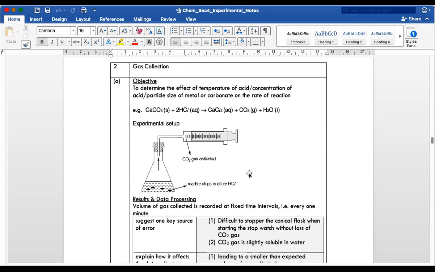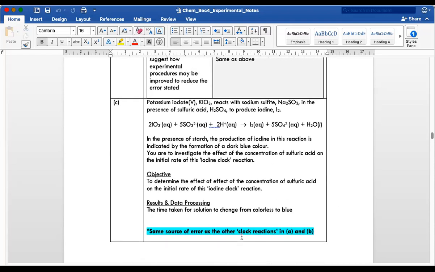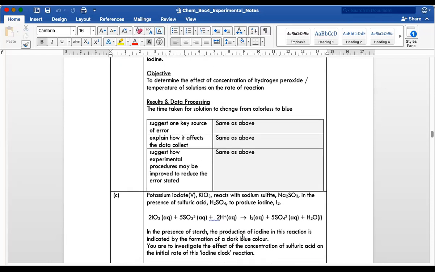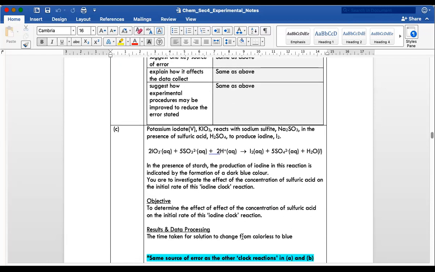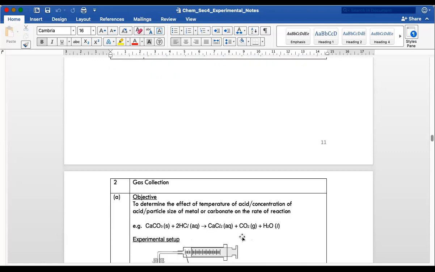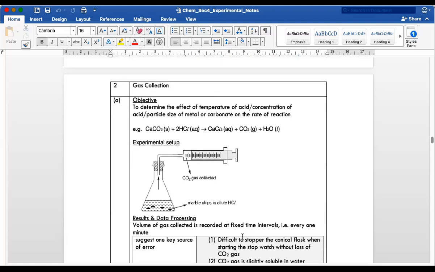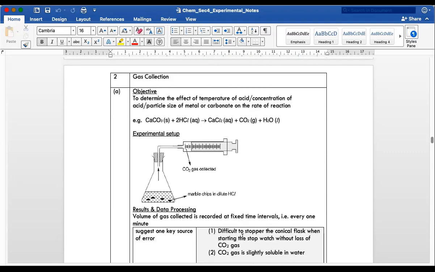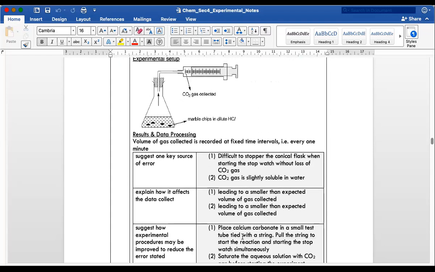So what I showed here was telling them that regardless of the experiment nature, as long as it's observing something disappear and taking the time, the source of error will be very similar. Yeah, this is another type of experiment that involves gas collection. So they can actually talk about the stoppering of the conical flask when starting a stopwatch. So for this one, have to be very careful. It's not the same as the previous one.